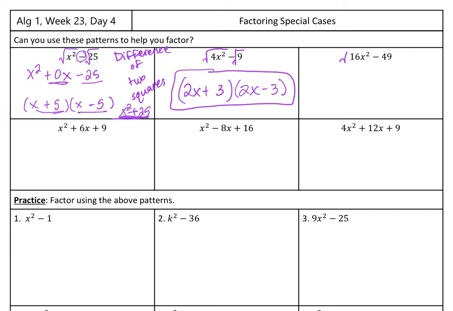So I'm going to say, well, this has a square root and this has a square root, and it's got a minus in between, so this is the square root of 16x squared, which is 4x. It doesn't matter if you put the plus first or the minus first, just make them be different signs. Square root of 49 is 7, so 4x plus 7 and 4x minus 7. That's one of our special patterns.